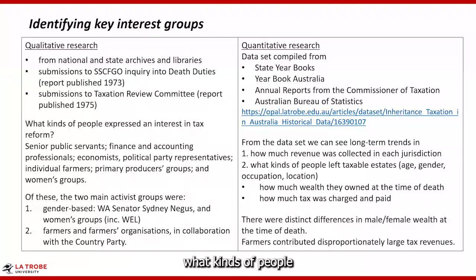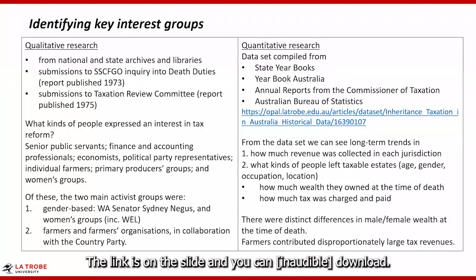So to identify what kinds of people actually contributed to tax revenue, I gathered together quantitative demographic data and tax data from a combination of sources, and then compiled them manually into a data set spanning from 1914 to 1988, the last year in which outstanding taxes were collected. Now, this data set is publicly available on an open source platform. The link is on the slide.